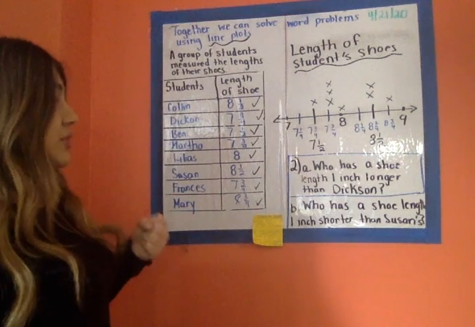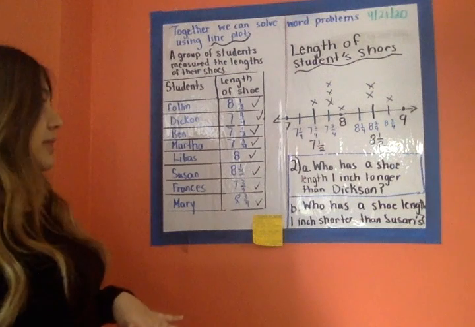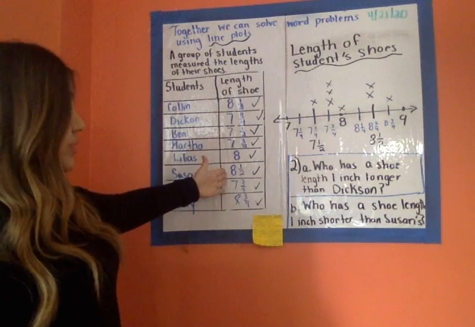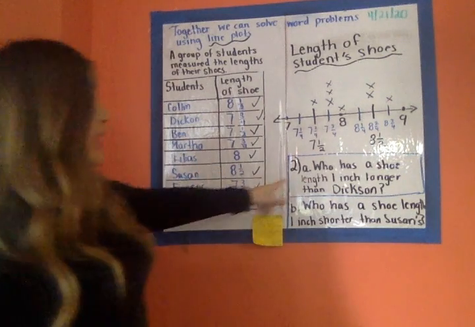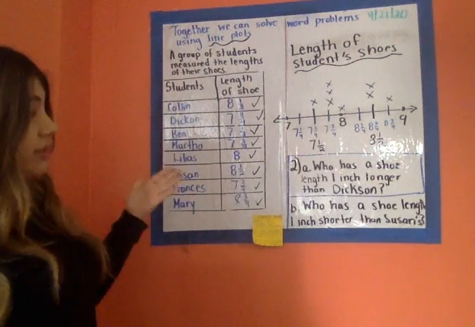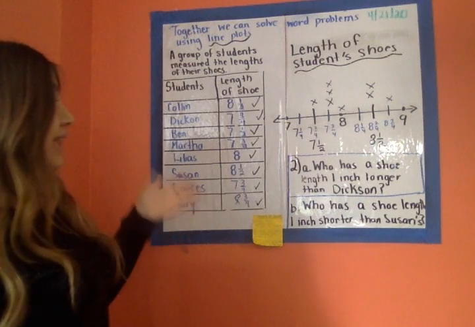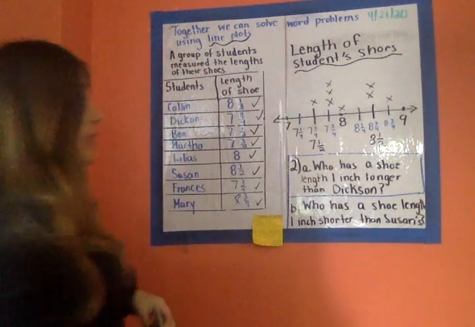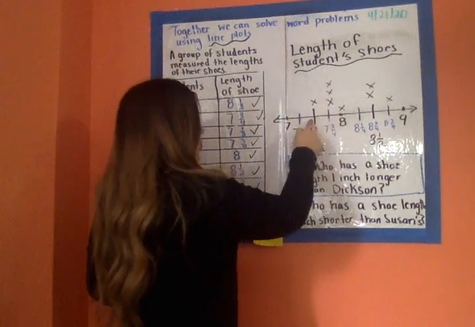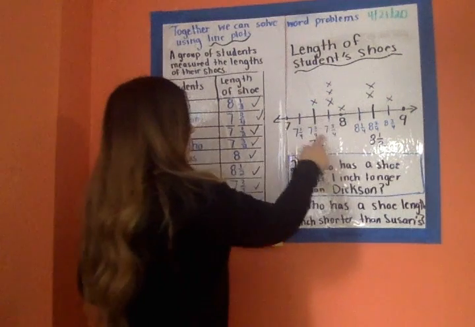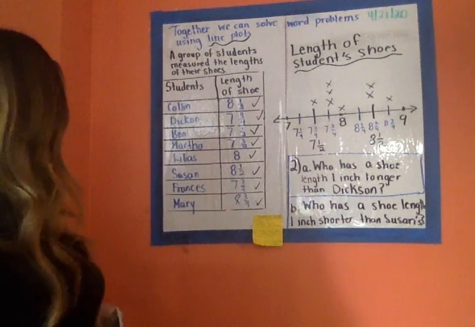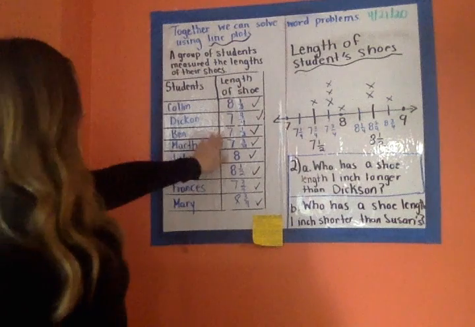Next, who has a shoe length 1 inch shorter than Susan? Again, I'm going to refer back to my chart. I'm going to look at Susan's shoe size, which is 8.5. And I'm going to think, well, this time I'm thinking of a length that is 1 inch shorter than Susan. And so if I have 8.5, I'm going to go backwards this time, a whole number. And so 1/4, 2/4, 3/4, 4/4, which is equivalent to 1 whole. Who is that friend that had a shoe size of 7.5? Think to yourself. Okay. And you should have realized that it was Ben.